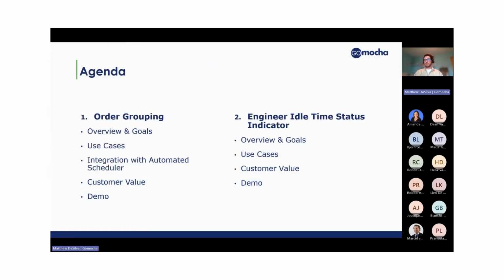So let's first look into our agenda for today. During the webinar, I will present these two functionalities: order grouping functionality and engineer idle time status indicator. We will look into their overview and goals of the functionality, and use cases. For the order grouping, we will look into the integration with the automatic scheduler, customer value, and a short demo for both.